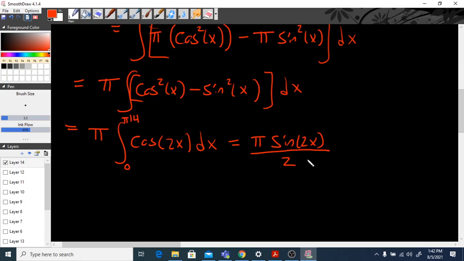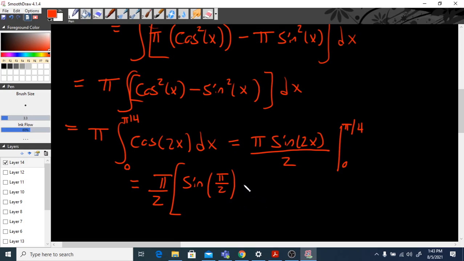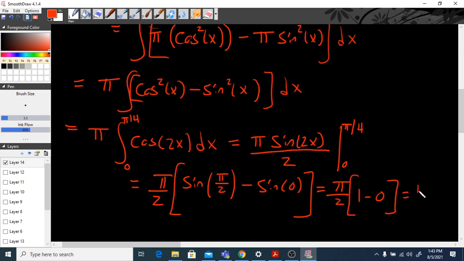So there's that. And now we're going to evaluate from 0 to pi over 4. So we basically get pi over 2 as a constant on the outside, and then sine of 2 pi over 4. Sine of 2 pi over 4 is the same thing as the sine of pi over 2, and then minus the sine of 0. So there we go, pi over 2, and we're multiplying by 1 minus 0. That just gives us pi over 2.